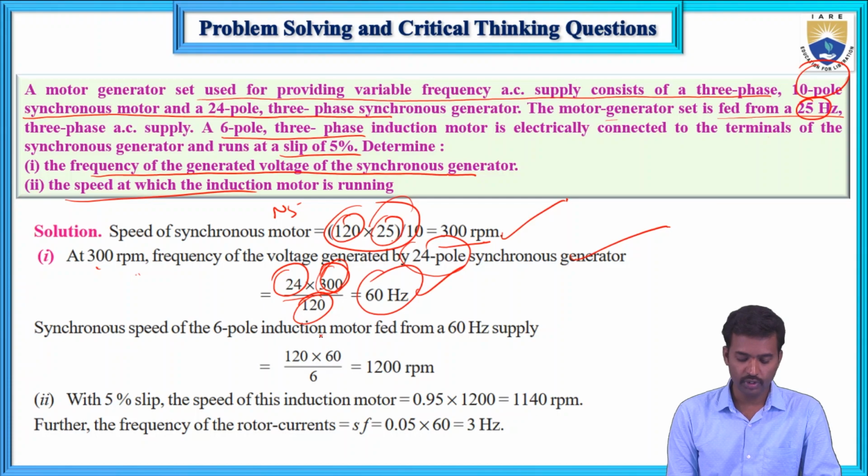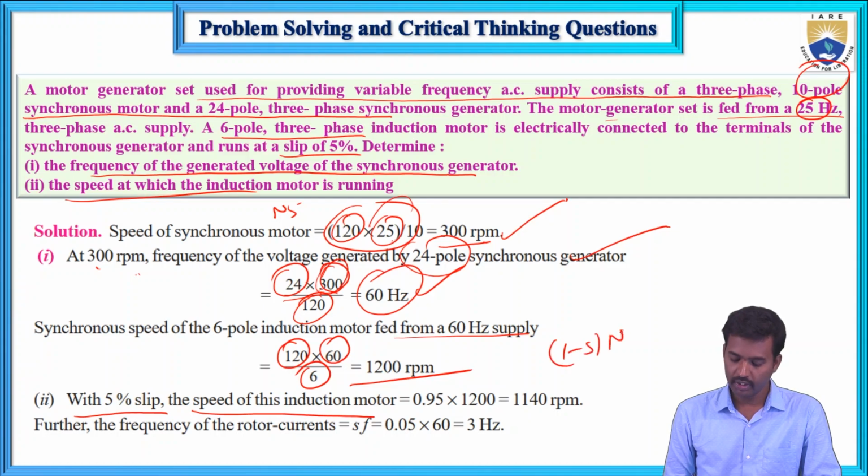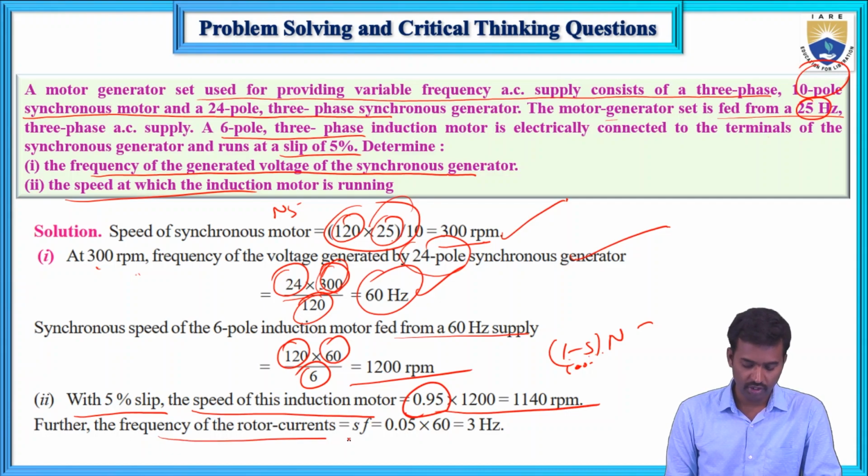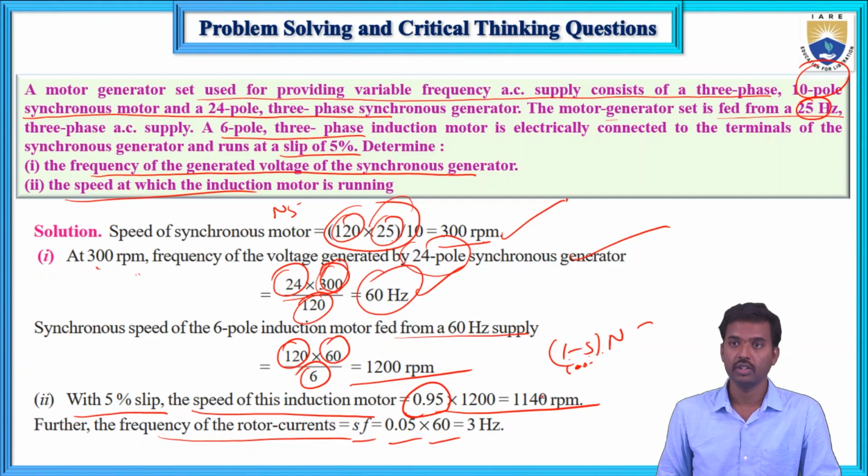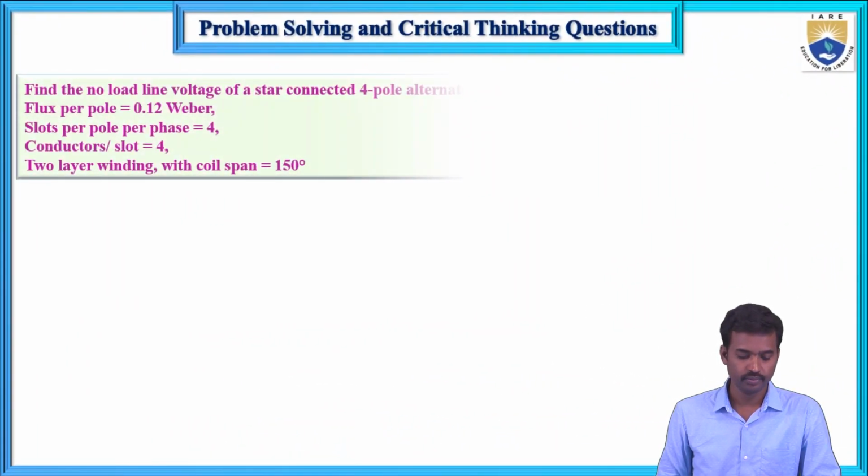Synchronous speed of the 6-pole induction motor fed from 60 Hz: 120 f by P with 6 poles gives 1200 RPM. Now with 5% slip, the speed equals 1 minus slip into synchronous speed, that is 1 minus 0.05, and that value equals 1140 RPM. Further, the frequency of rotor currents equals slip into supply frequency, which is 3 Hz.